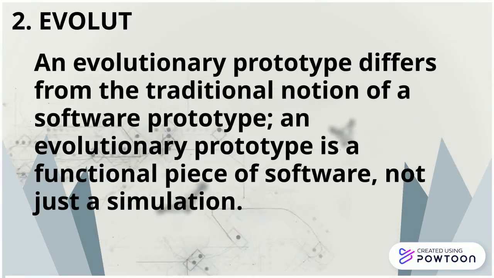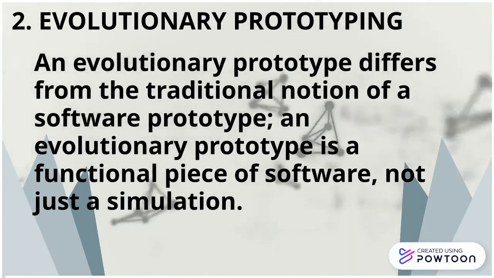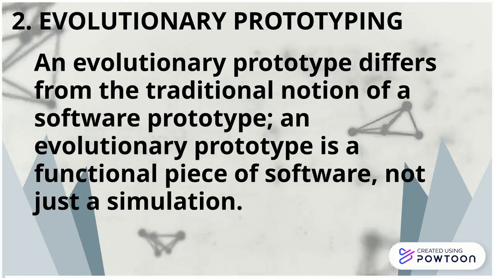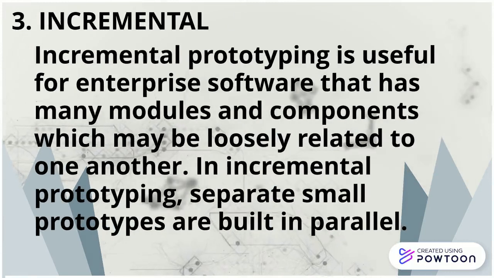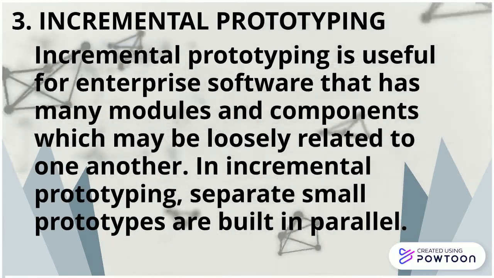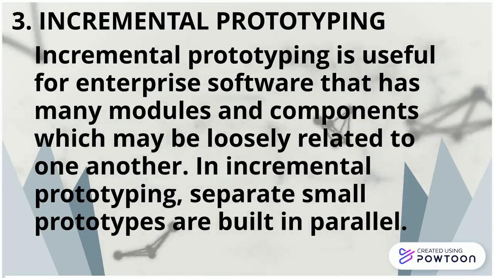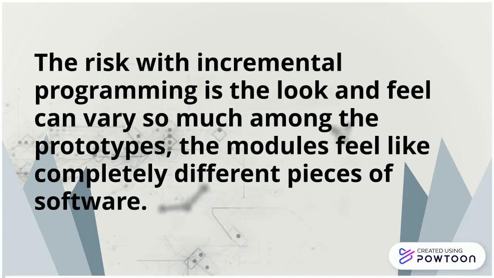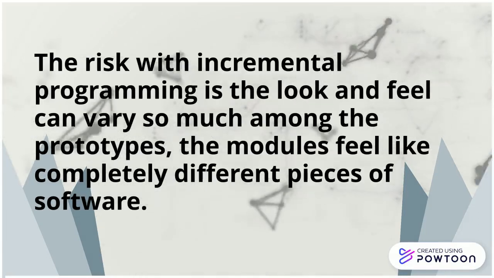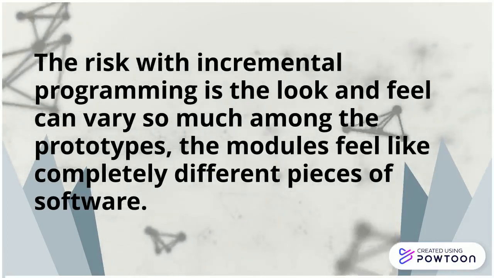The second one is evolutionary prototyping. It differs from the traditional notion of a software prototype. An evolutionary prototype is a functional piece of software, not just a simulation. The third one, incremental prototyping, is useful for enterprise software that has many modules and components which may be loosely related to one another. In incremental prototyping, separate small prototypes are built in parallel. The risk with incremental prototyping is that the look and feel can vary so much among the prototypes. The modules feel like completely different pieces of software.